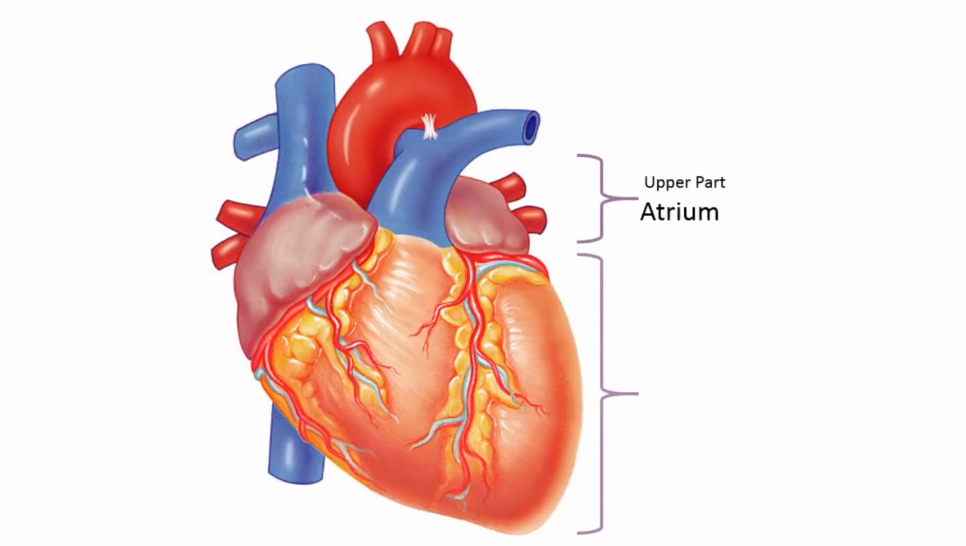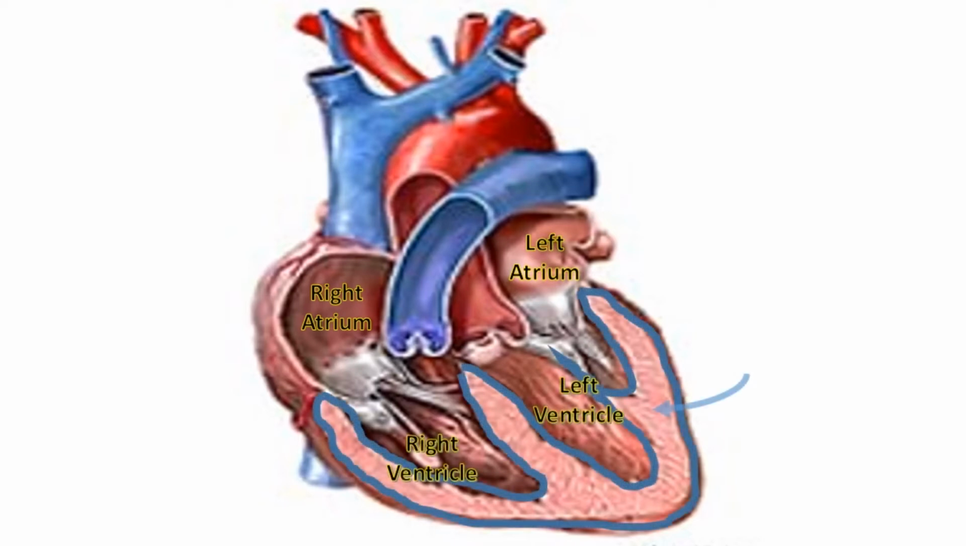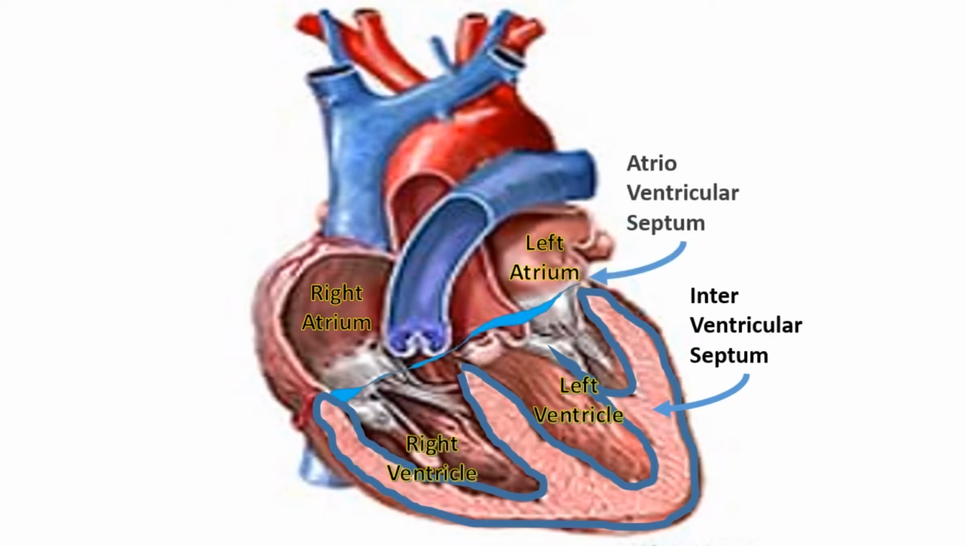Heart has four chambers. The upper part of the heart is called atrium and the lower part of the heart is called ventricle. Further, it is classified into four chambers, namely right atrium, left atrium, right ventricle and left ventricle. The right and the left heart are separated by the interventricular septum, and the atrium and the ventricular chambers are separated by the atrioventricular septum.